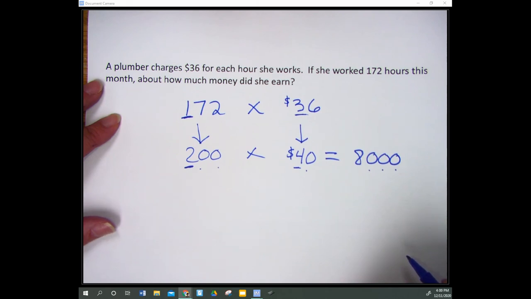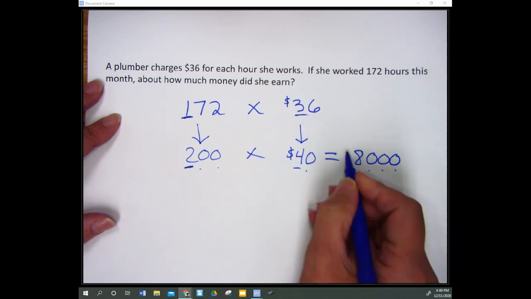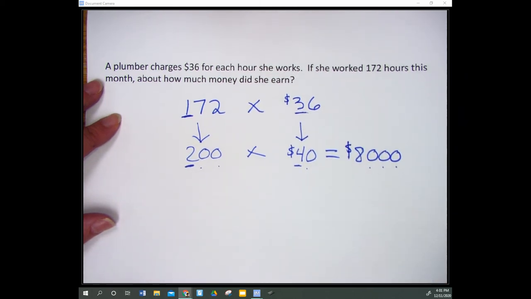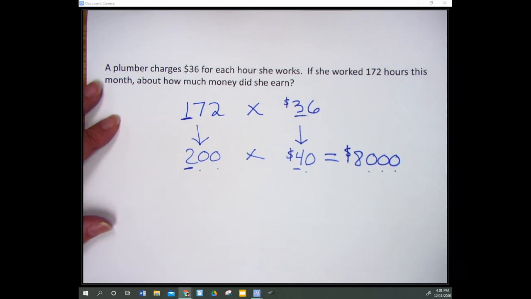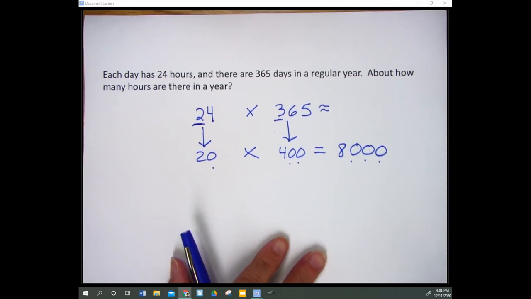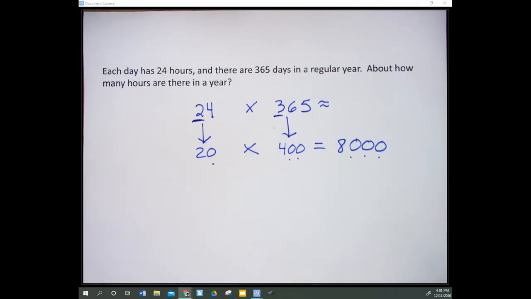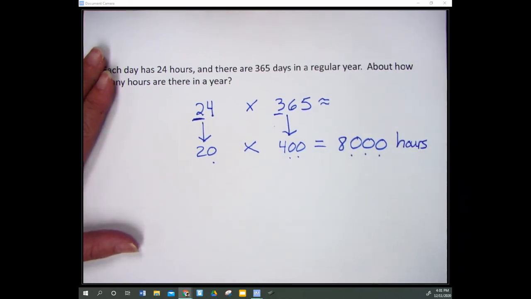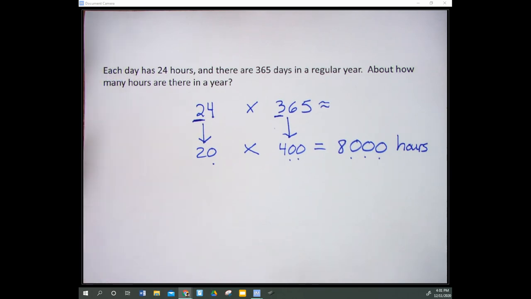Now, I'm forgetting something, right? Yeah, you're right. I need to label it. In fact, think back to that last problem. Uh-oh, I forgot to label that one too. So she's earning $8,000 a month. Hey, that's not bad. She probably could take a great vacation with that money. But let's just go back really quickly. What would the label be for this one? About how many hours are there in a year? 8,000 hours. Boy, that's a lot of hours in a year. Well, I hope we all use them well next year. We are finished with this lesson, and have a great day. Bye-bye.